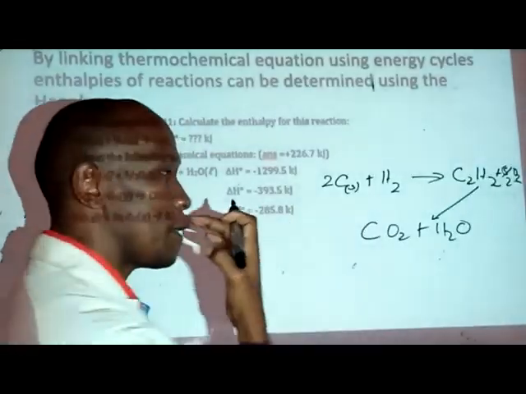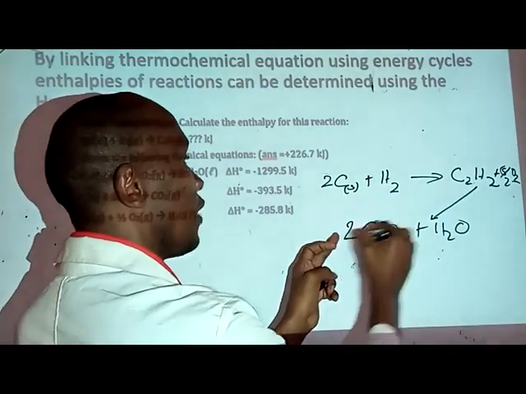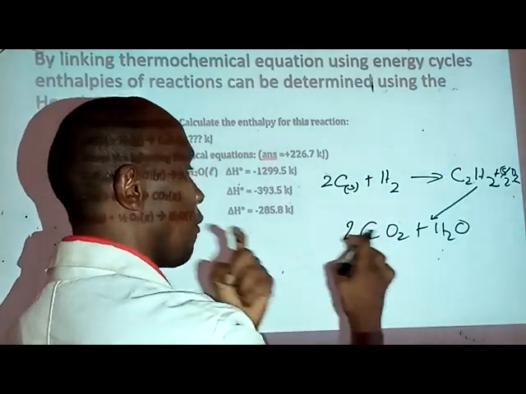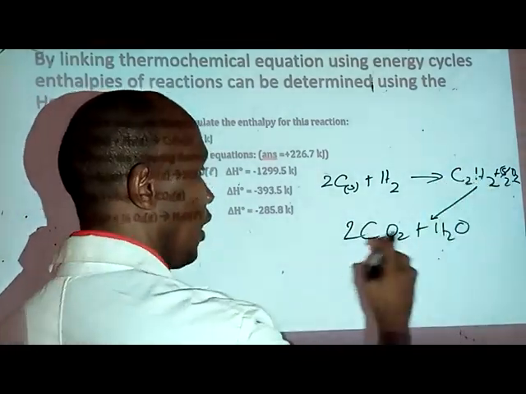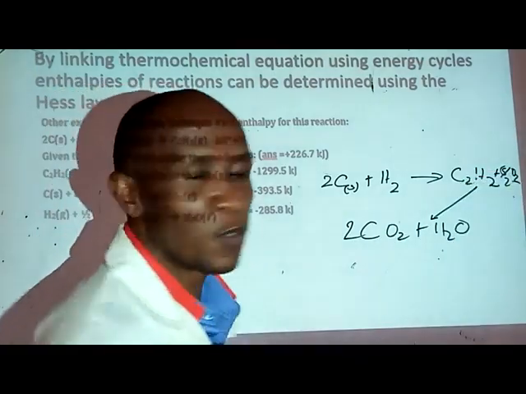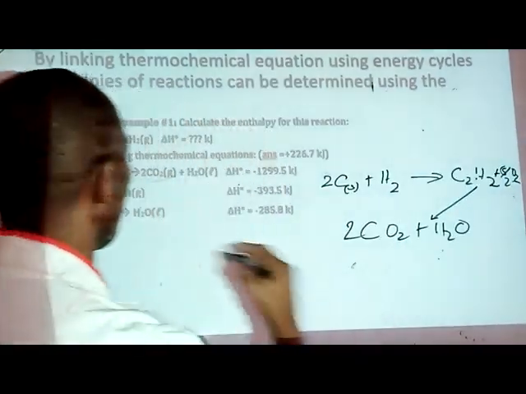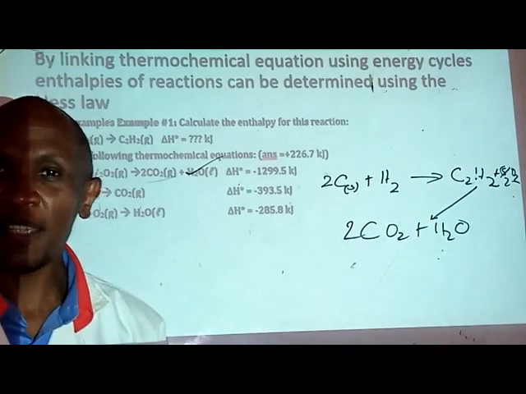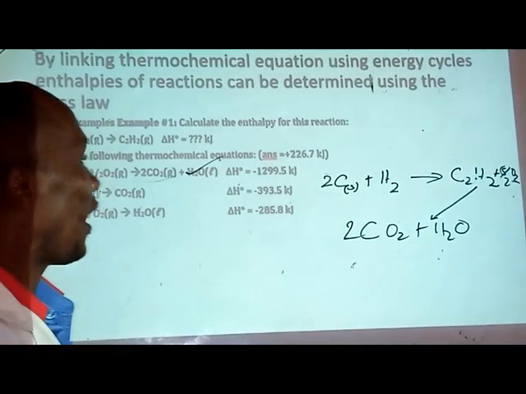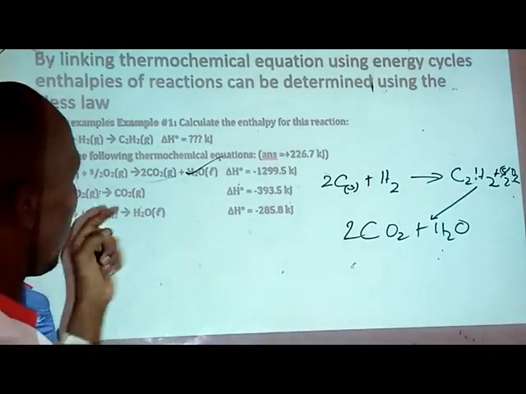I need to balance that. I need 2 of that, 2 of that, but 1 of that will do. But these are already 5/2 oxygen. Have I done it with that equation? I think so. Then what else?